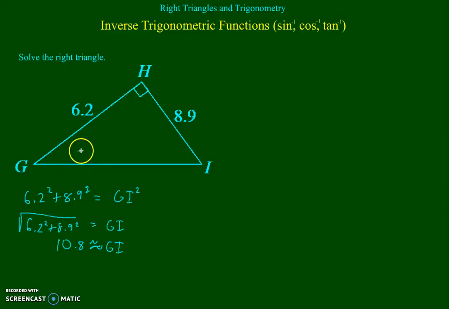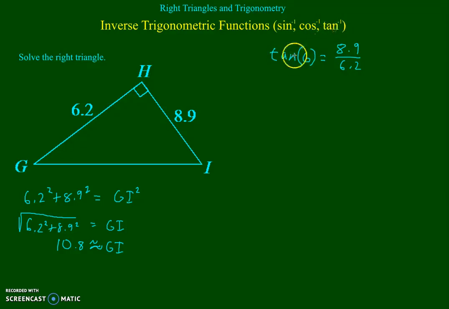It doesn't really matter. SOH, old horse. Can't use it. Don't have the hypotenuse. CAH, caught a horse. Can't use it. Don't have the hypotenuse. TOA, taking oats away. In this case, it's tangent. So tangent of G equals taking oats away, 8.9 over 6.2.